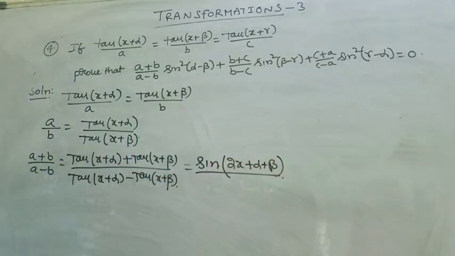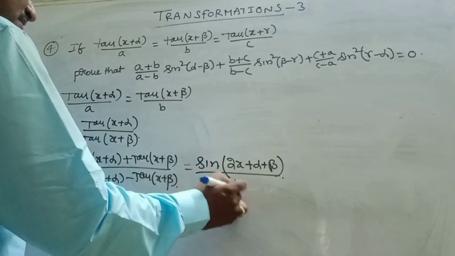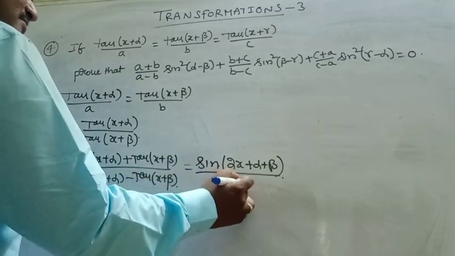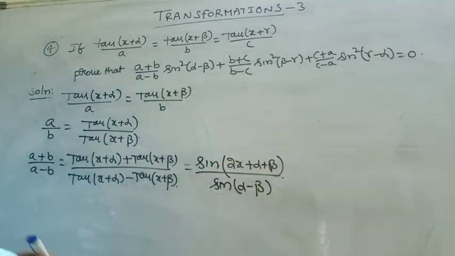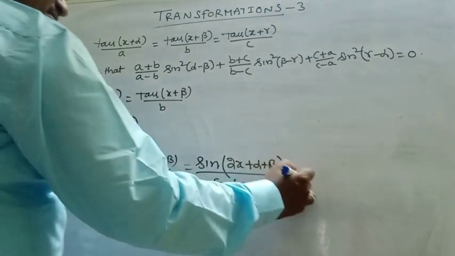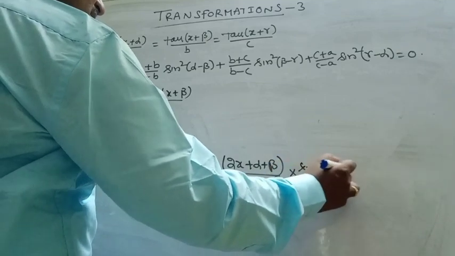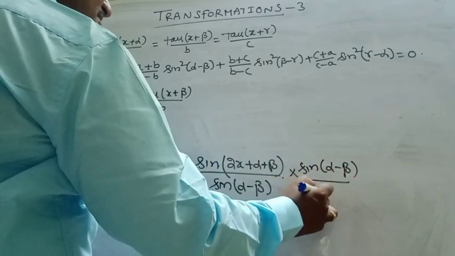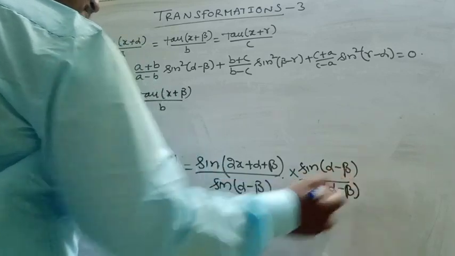Sin a plus b by sin a minus b is nothing but sin of alpha minus beta, sin of x plus alpha minus, that is sin of alpha minus beta. So a plus b by a minus b is equal to sin of 2x plus alpha plus beta by sin of alpha minus beta. Once you have got this, let us multiply and divide by sin of alpha minus beta here, sin of alpha minus beta by sin of alpha minus beta.